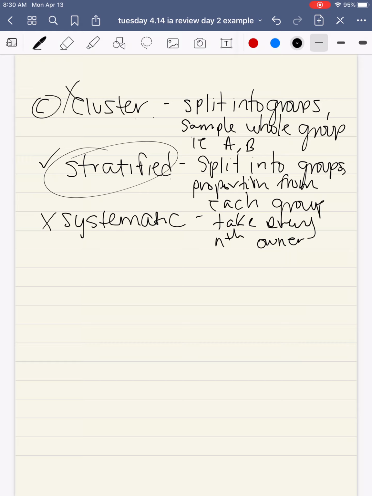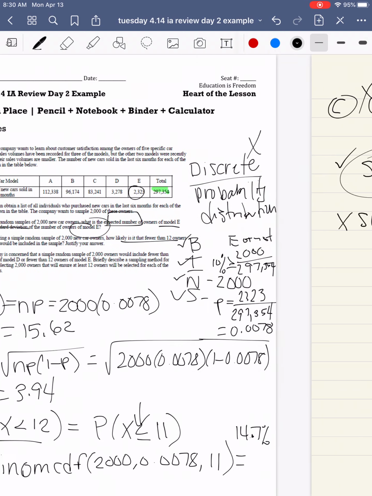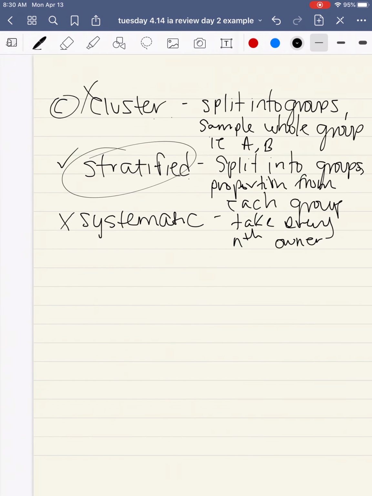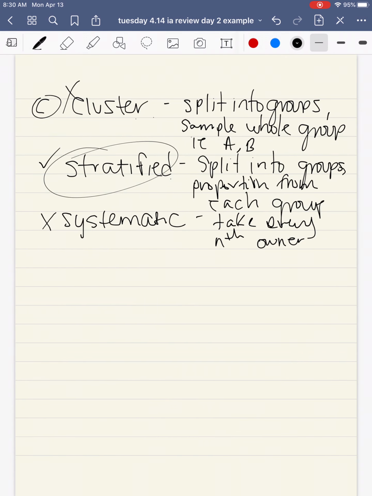So let's actually go ahead and just answer the question. So again, it's saying, briefly describe a sampling method for randomly selecting 2,000 owners that will ensure at least 12 owners will be selected from each of the 5 car models. Okay, so we know that our goal is to have 2,000 as our sample. So we need to have a way in which we get 2,000.